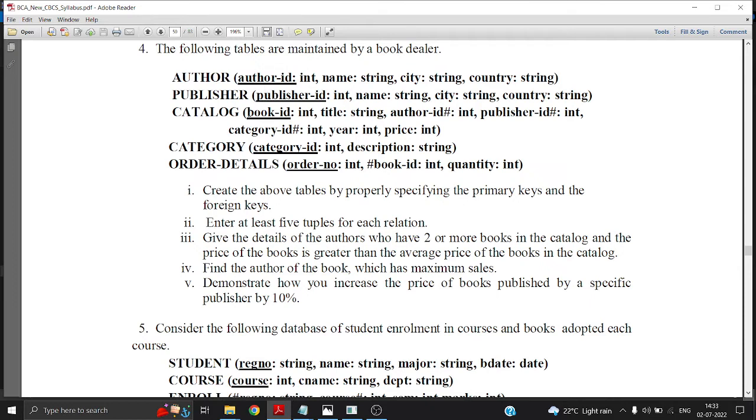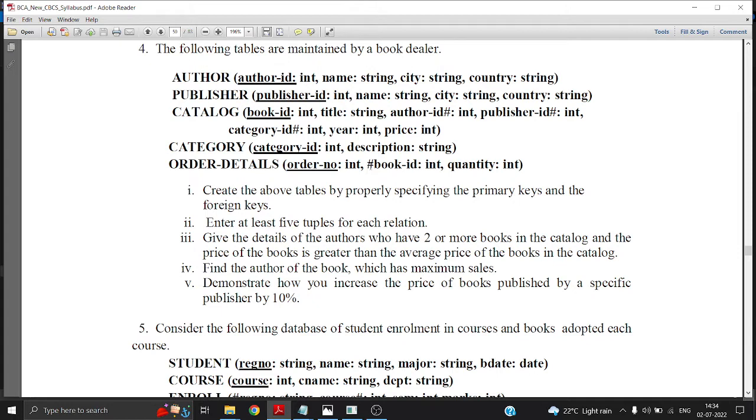Now coming to the part of foreign key, author table and publisher table both will not have any kind of foreign key. But when it comes to the catalog table, we are having author ID, publisher ID, category ID as a foreign key. In this particular syllabus, for identification of the foreign key, they are using the symbol hash. Hash indicates foreign key, underline indicates primary key. These are the identification they use for primary key and foreign keys. By looking at this, author, publisher, category, these tables are not having any foreign key. But when it comes to the catalog and order details, these two tables will have the foreign key. Catalog is having author ID, publisher ID and category ID. Order details is having book ID as the foreign key.